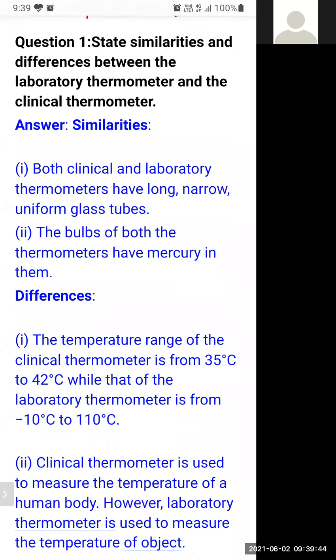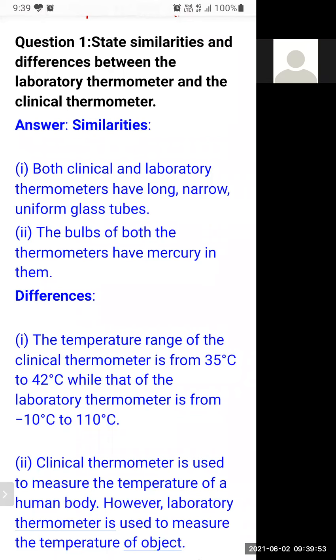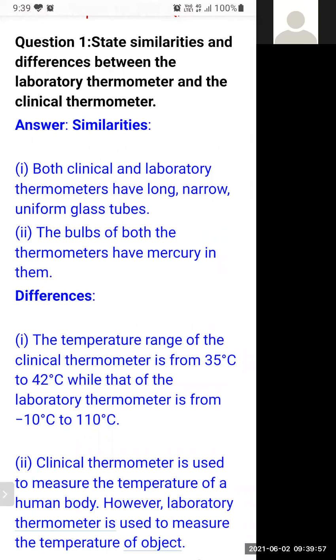Both are made up of a long, narrow, uniform glass tube. Both have mercury in them. Now what are the differences? Let's talk about the temperature range, first of the clinical thermometer. The temperature range of a clinical thermometer is 35 degrees centigrade to 42 degrees centigrade, or Celsius. But the range of a laboratory thermometer is minus 10 degrees Celsius to 110 degrees Celsius.